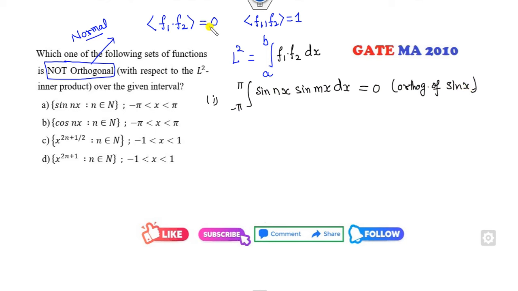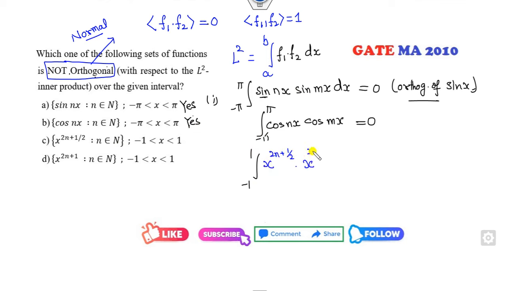So you can see it's 0, then yes, it is orthogonal, but we need the one that is not. Similarly, if it is cos, then it will be cos nx and cos mx. Again it is 0 by the orthogonal property, so yes, it is orthogonal. Third one is minus 1 to 1, x raised to power 2n plus half into x to the power 2m plus half. So I can write this as x to the power 2 times n plus m plus 1, dx.